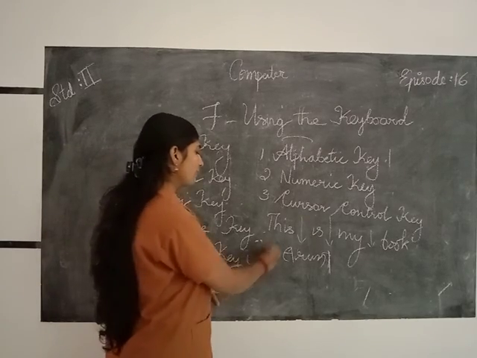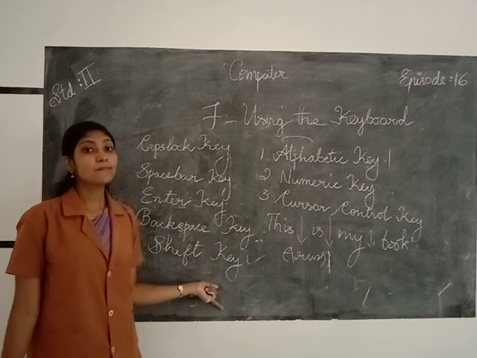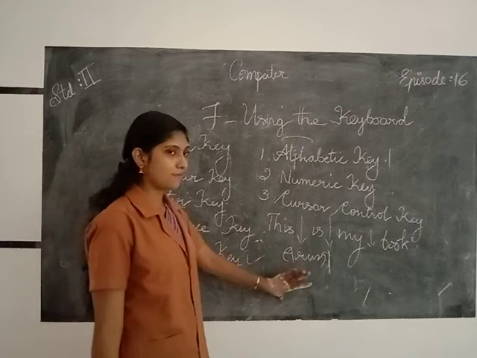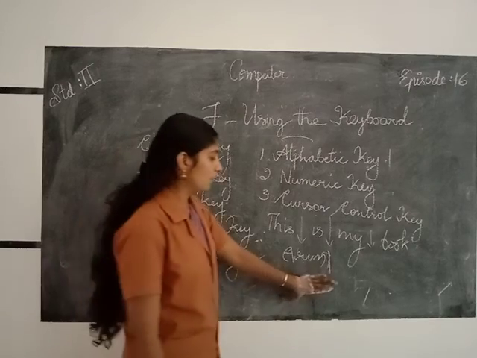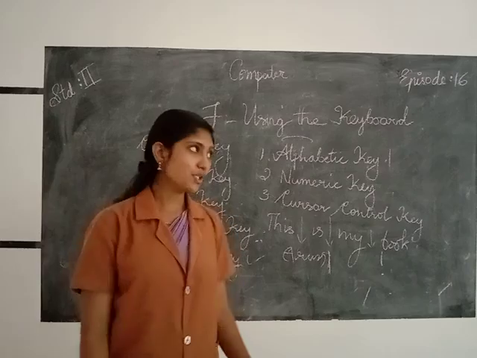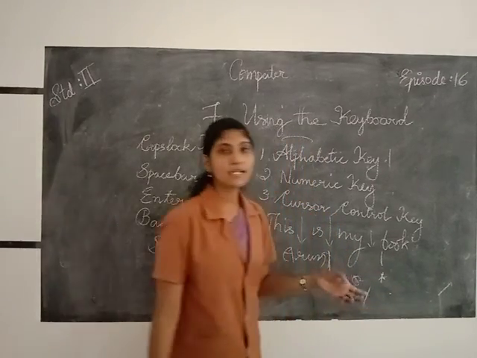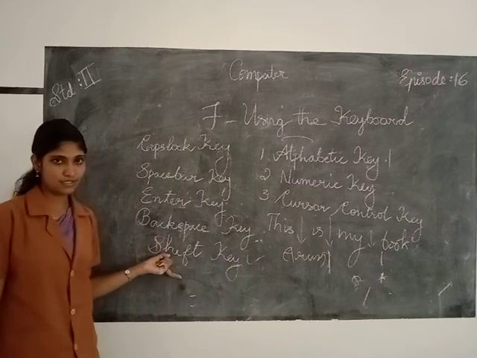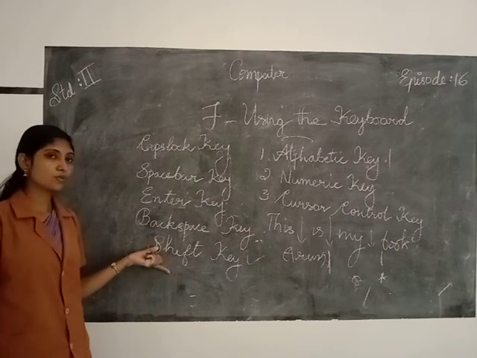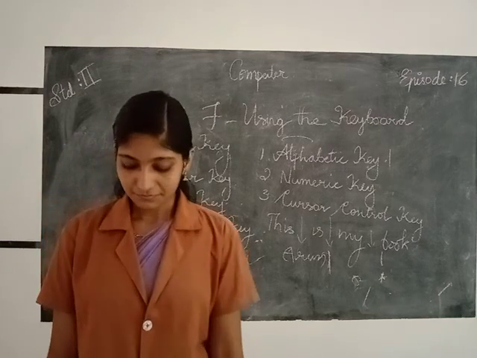Then what is the use of the shift key? The shift key is used to print some signs. For example, just press shift 1, so you get an exclamatory mark. Then press shift 8, you get a star symbol. So for printing signs, you can use the shift key. And also the shift key is used to make the letters capital.